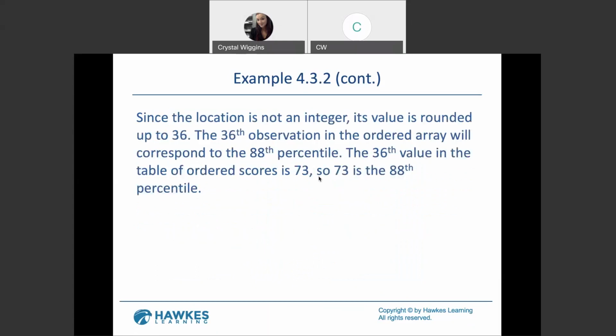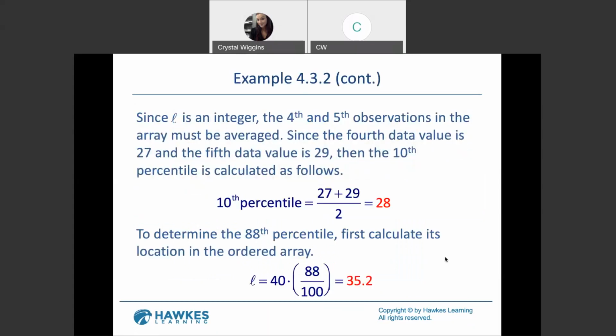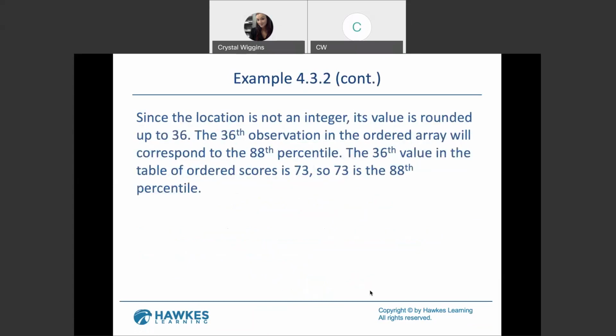Okay, so to calculate the 88th percentile, I take my sample size of 40 and I multiply it by 88 out of 100 to get 35.2. Now 35.2 is not an integer. We have to round up to 36. And so no average is needed. We will take the 36th observation or data value in the ordered set. And the 36th value is 73.